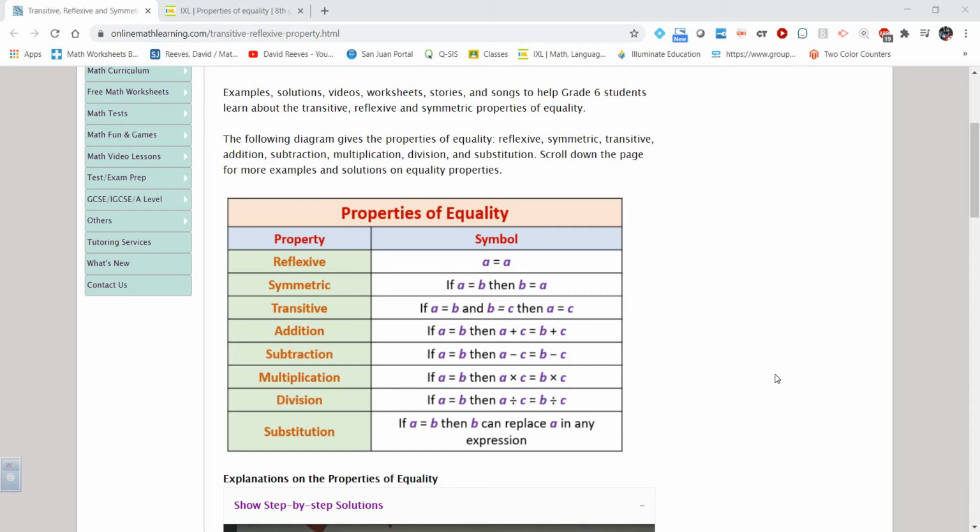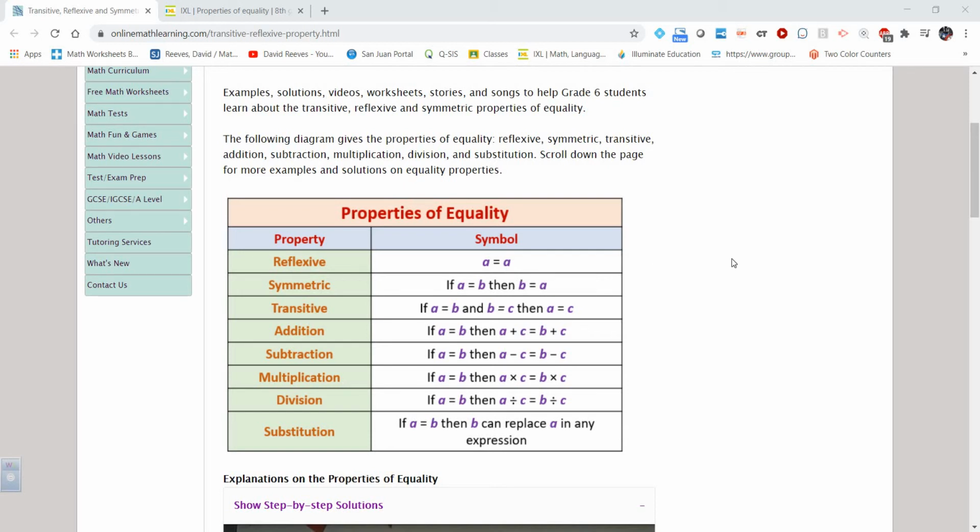And in this video, we're going to be looking at some of the properties of equality. So on the screen in front of you, I have a table that gives several of these properties. Real quickly, the reflexive property says, seems kind of obvious, that everything is equal to itself. So A is equal to A.